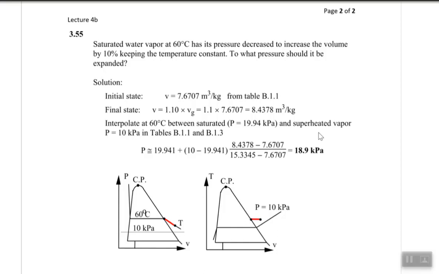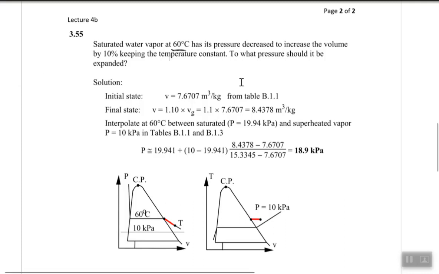Okay, problem number 3.55. Saturated water vapor at 60 degrees centigrade has its pressure decreased to increase the volume by 10%, keeping the temperature constant. What would be the pressure? At what pressure should it be expanded? So that's a simple one then.